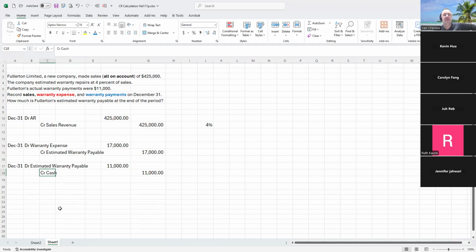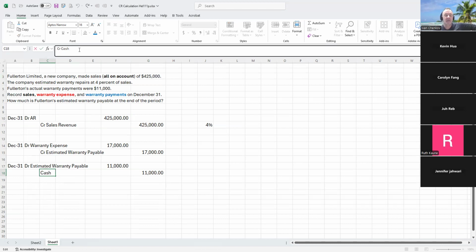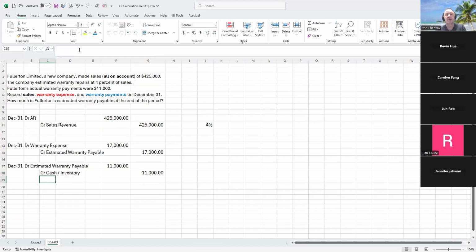So if this company, instead of settling the warranty with cash, replaces some item, whatever they purchased, what will be the account here? Which account are we going to credit? Inventory. We have to get it from somewhere, right? So that's the other option. Either it's going to be cash or it's going to be inventory.